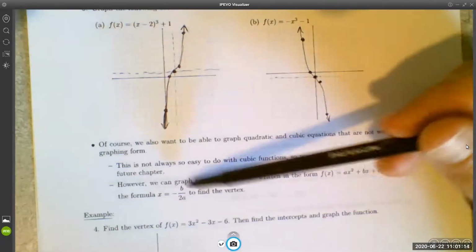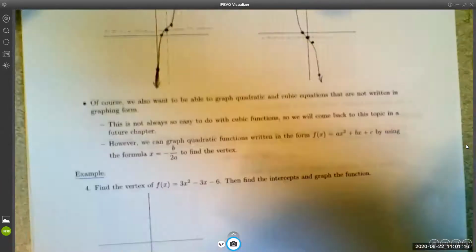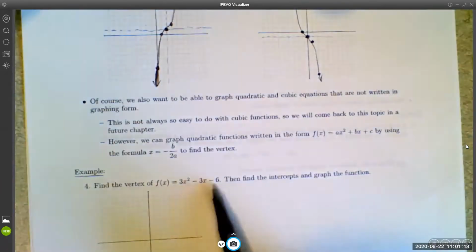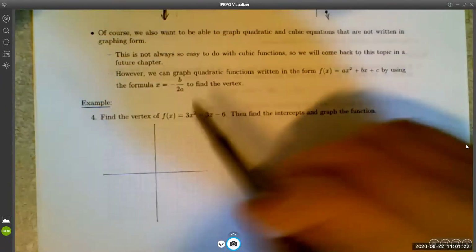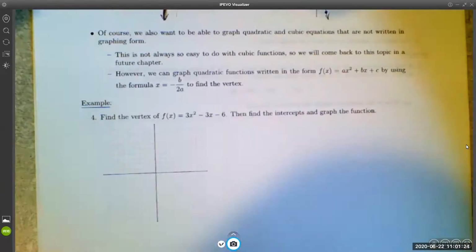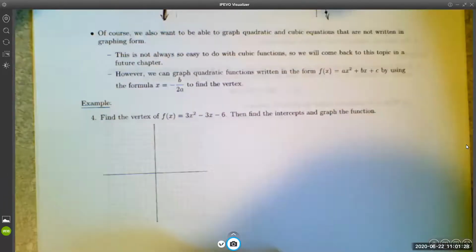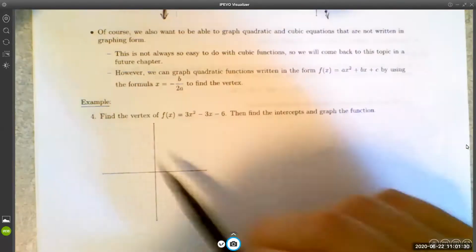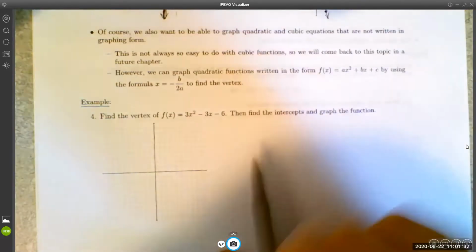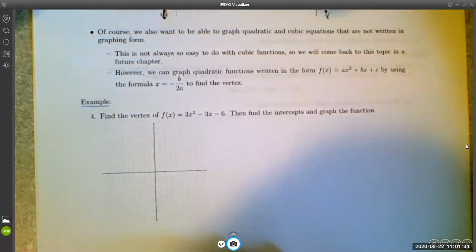So let me just show you how to use the vertex formula. I think this is a really nasty graph, but let me just show you. This is sort of a worst case scenario. This is as bad as it's going to get. So let's graph this thing and let's use the vertex formula. It says find the vertex, then find the intercepts and graph the function. So let's do that.